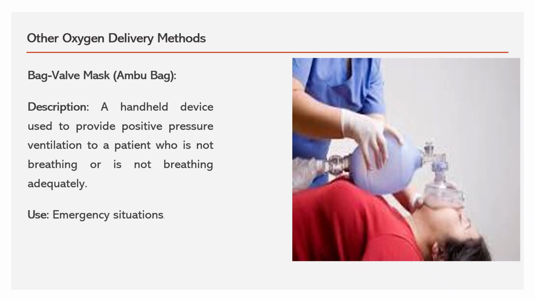Next is the ambu bag or bag valve mask, oxygen delivery method. This we use only during an emergency situation. This is a device used to provide positive pressure ventilation to a patient who is not breathing or not breathing adequately. The mask of the ambu bag is held with the C and E technique. Just before intubating the patient, we will pre-oxygenate the patient with the help of the ambu bag.